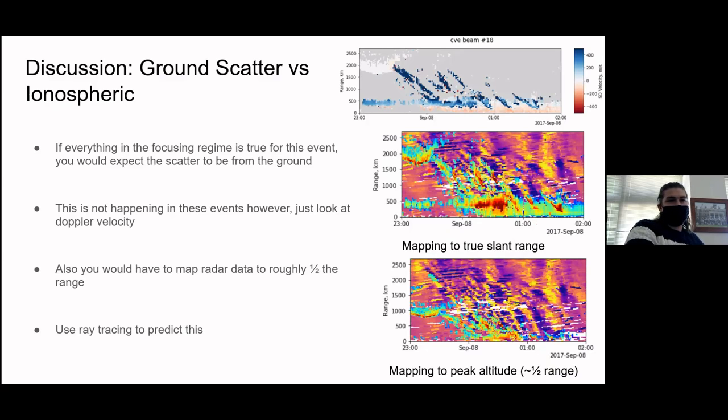And I've shown you this plot in this presentation like 4 or 5 times now. It matches when you use the true slant range. It doesn't match when you map it to a reduced range. So that's another evidence that it's probably not focusing ground scatter.